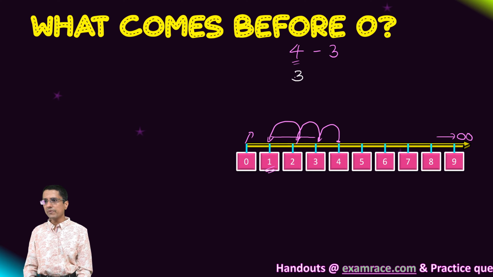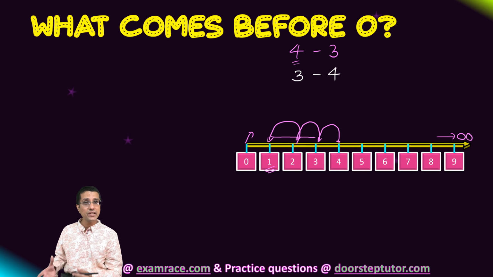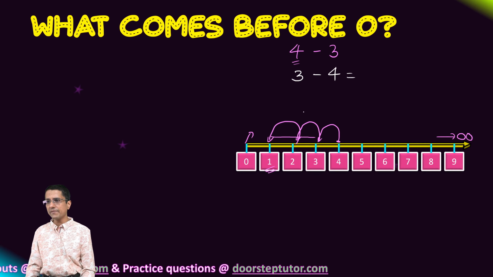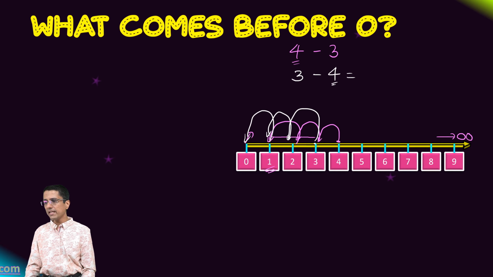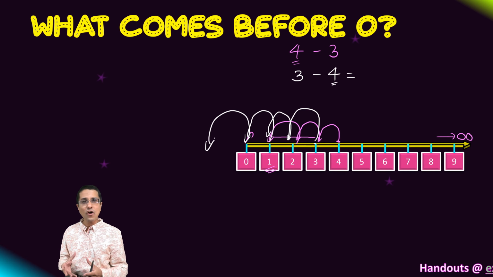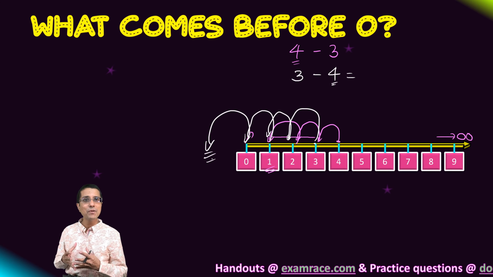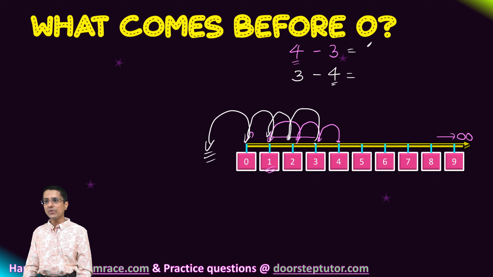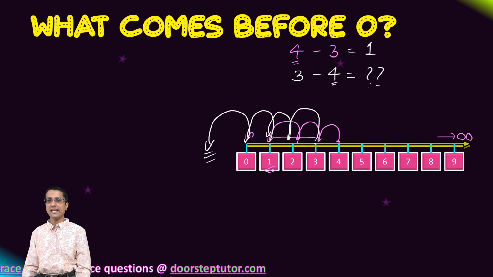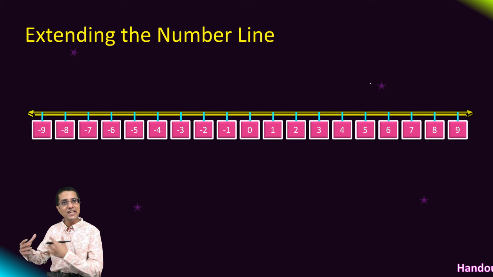Now let's suppose that I want to do, instead of 4 minus 3, 3 minus 4. This is a valid operation, I can do that. But the problem here is that if I start from 3 and I go back 4 places, so I go back 1, 2, 3, 4, I fall off the number line. So this number line of whole numbers is not really able to accommodate my operation, this 3 minus 4 operation, and I don't know what the answer would be in this case. This big problem is actually solved by extending the number line.